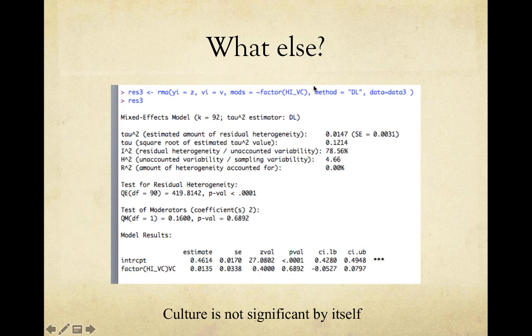Well, what else? What if we forget alpha and put in just the collectivism, individualism? We still have 92 studies. We've got pretty much the same tau squared, a lot of residual heterogeneity, and no significant Q for our cultural variable here. And when we look down at the estimate, this is interesting. Now this is significant, but this is not. So there's no effect for culture by itself.